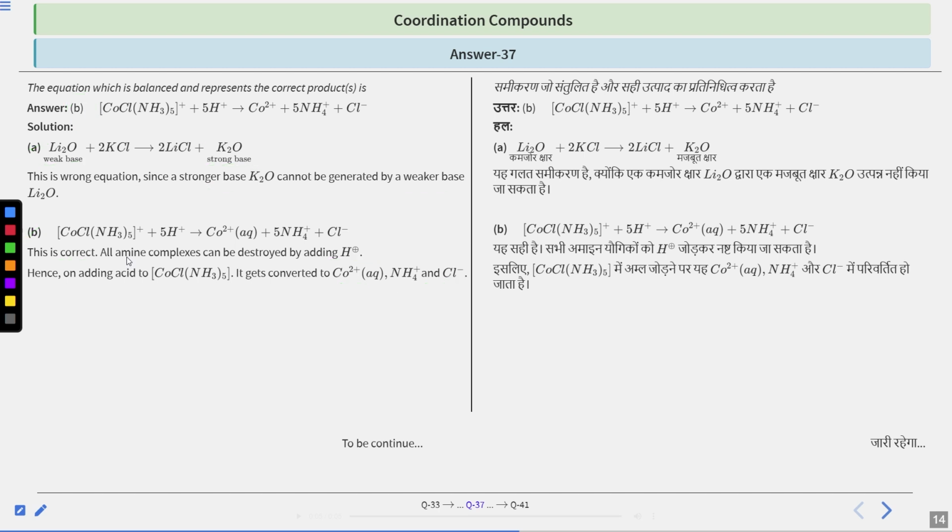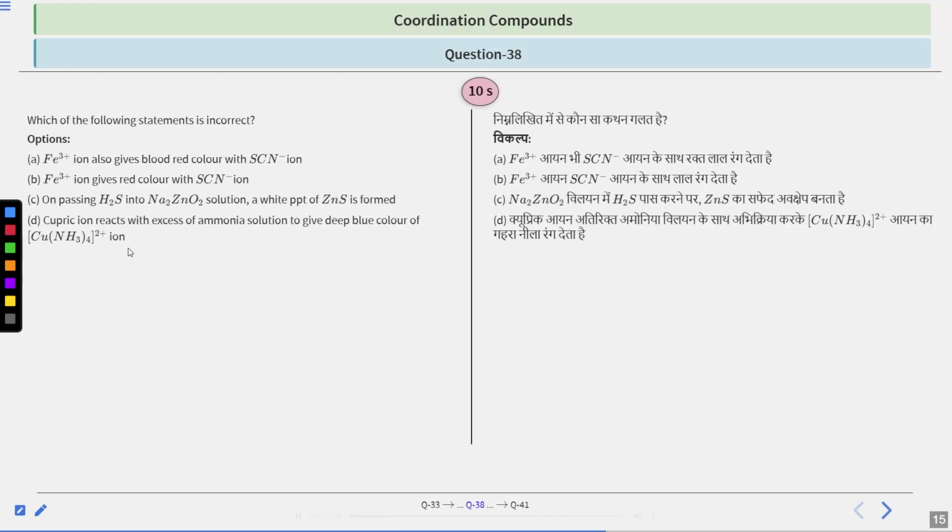Okay, let's move on to the next question. Question number 38. Which of the following statements is incorrect? We have given some statements in the options. We have to tell which is incorrect. Fe3+ ion also gives blood red color with SCN- ion. Fe3+ ion gives red color with SCN- ion.